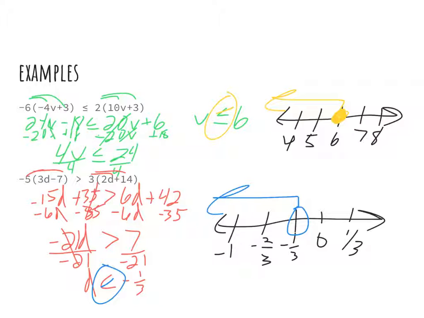Divide both sides by negative 21. I have to flip the inequality, and I get d is less than negative 1/3. Put that on my number line. Open circle because the inequality does not have the or equal to on it, and the arrow is pointing left.